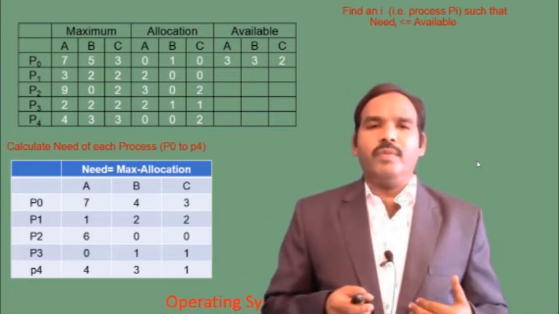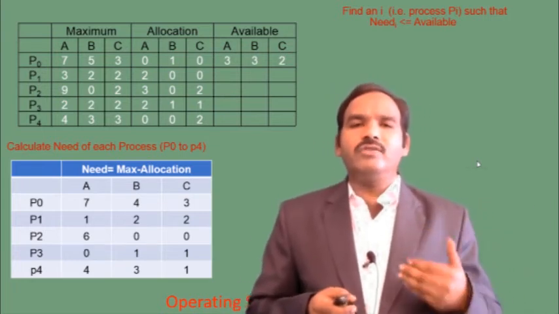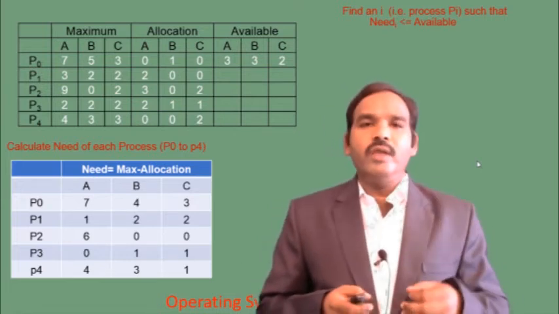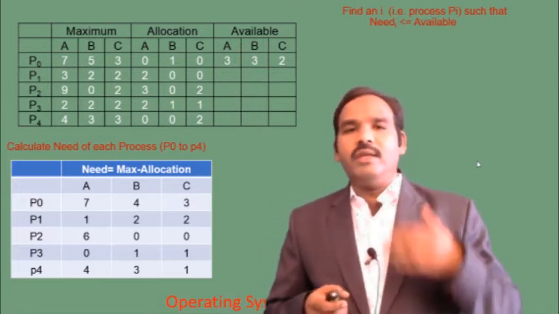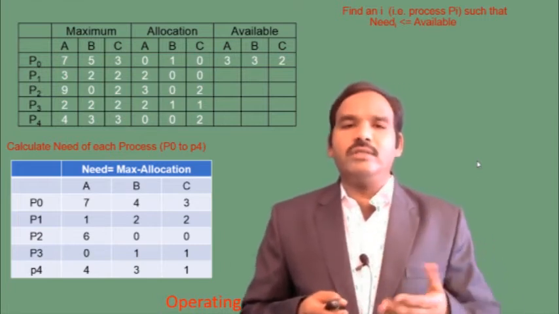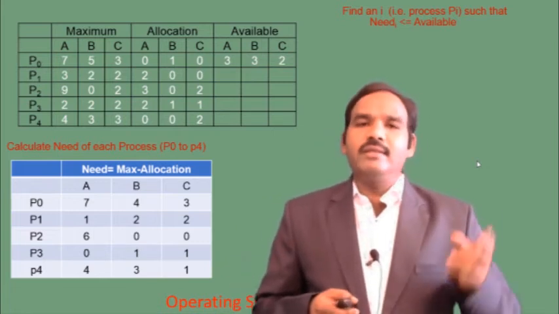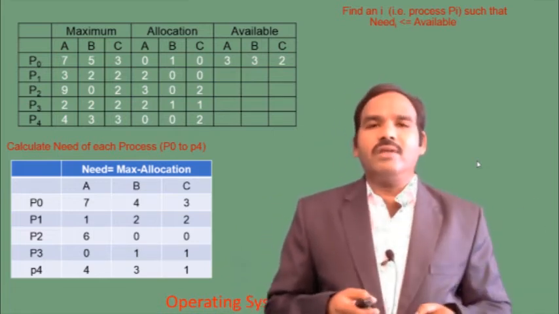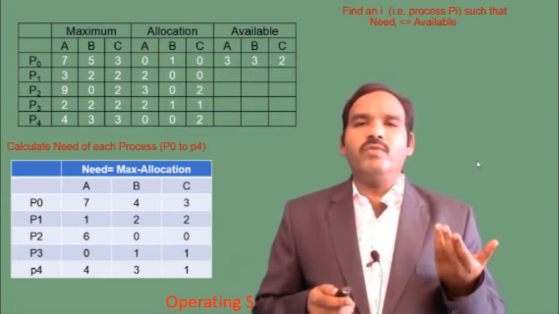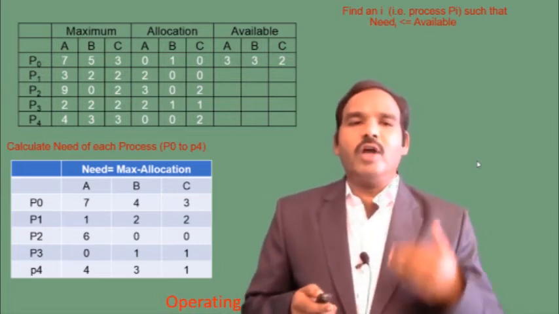Then go to P1. What is the need of P1's A's? P1's A need is 1. Is 1 less than or equal to 3? Yes, true. Is 2 less than or equal to 3? Yes, true. It is asking 2 C's. Is 2 C's less than or equal to available C's? Yes. All 3 comparisons are true. Then what process have we found? P1 is the correct process from top to bottom.